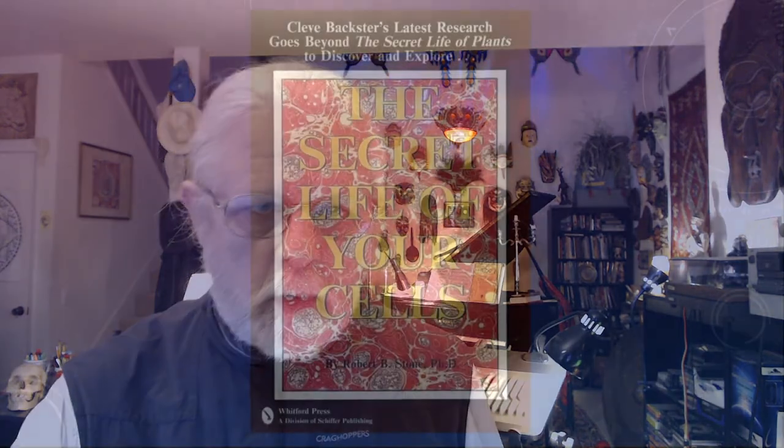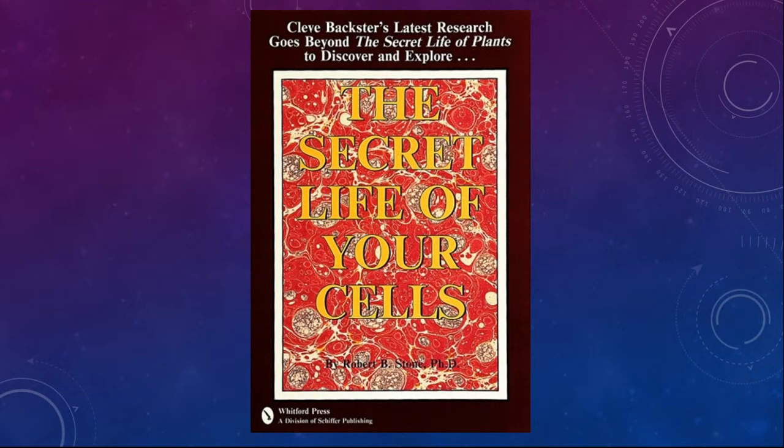And this, of course, became a new book, The Secret Life of Your Cells, written by a different guy, Robert Stone. But once again, a story about Cleve Baxter and his crazy work.